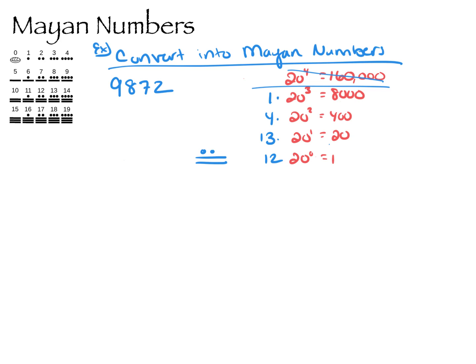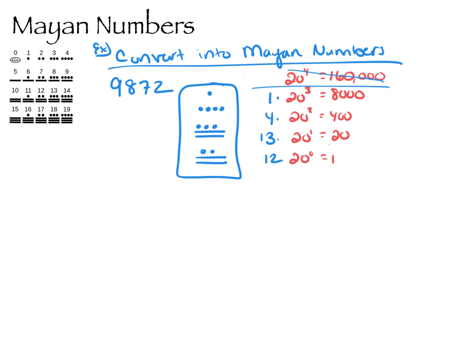Above that we have 13 20s, so 5, 10, 1, 2, 3. 13 20s, and I know this is the 20s because it's above the 1s. The 400s, there are 4 of them, so 1, 2, 3, 4. And there's only 1 20 cubed, so the 1 goes at the top.